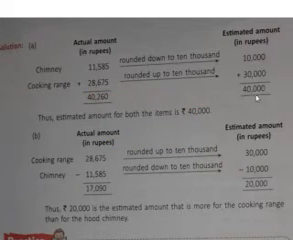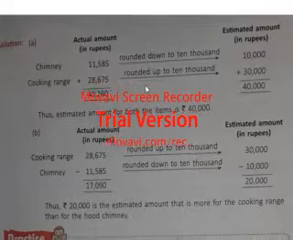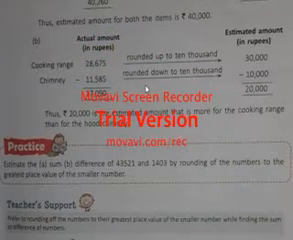So what will happen? While adding it will become 40,000. Now if you see over here, the estimated amount of items is smaller than the actual amount. Here it has not been asked, so it is not written, but you should understand that.